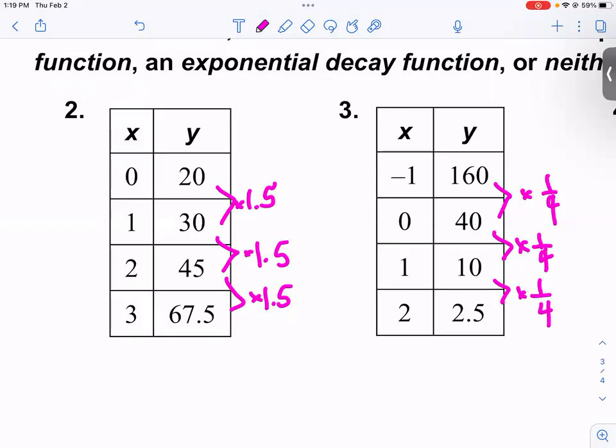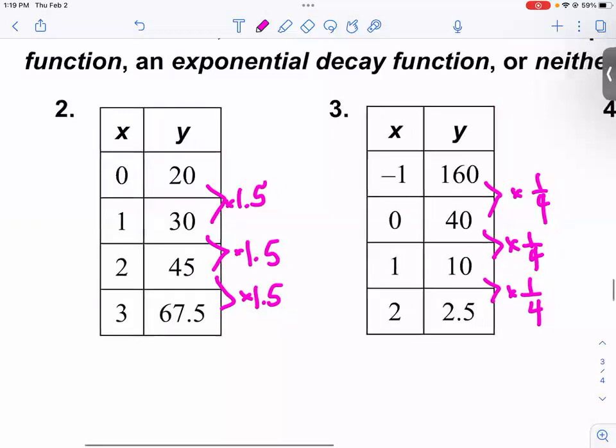Amelia. Ding, ding, ding! Okay, when we are multiplying by a number bigger than 1, we're going to grow. When we're multiplying by a number smaller than 1, we're going to decay. Whoa. Look at that.